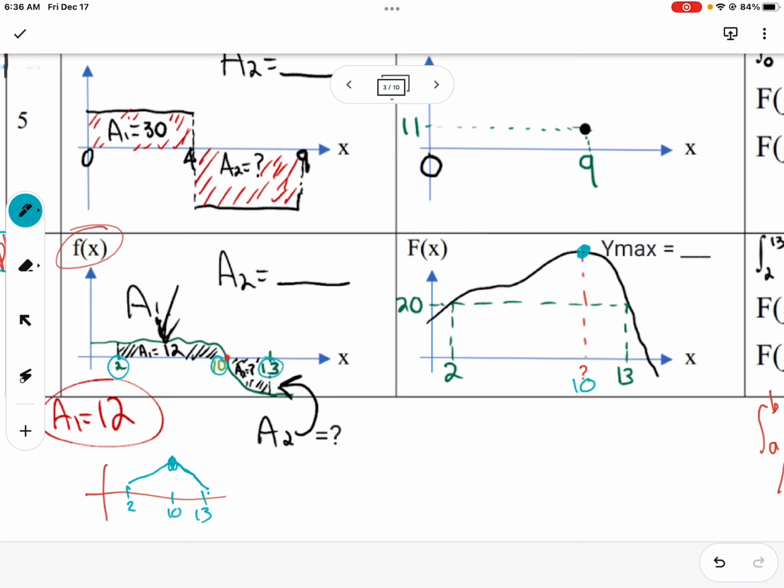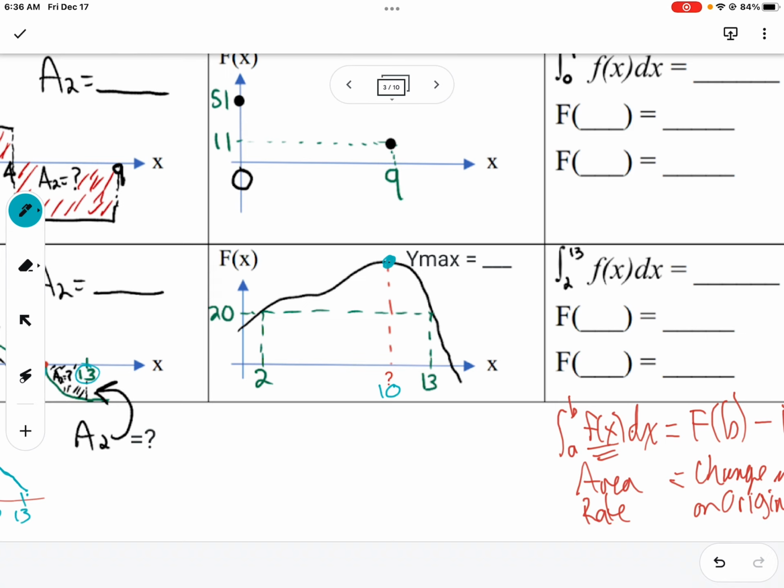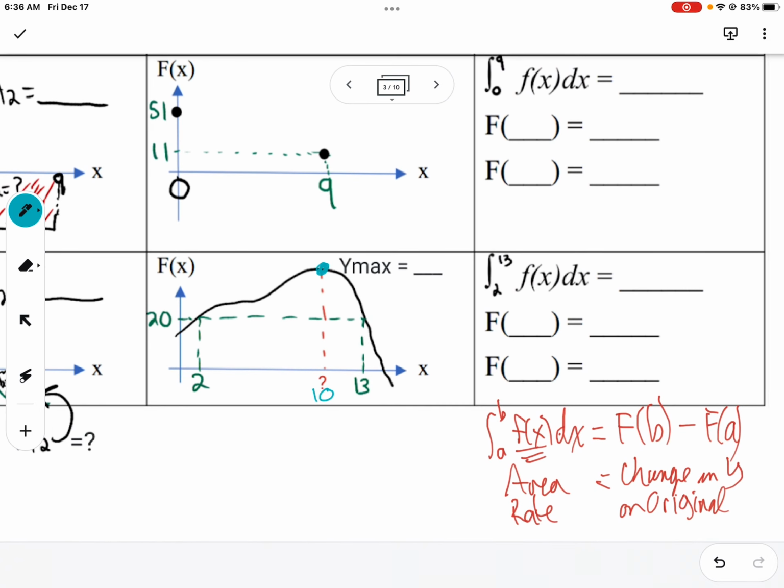So we go back to our relationships. Actually, we should try and fill in anything that's given on the graph. So here's our f at x graph. I know that f at 2 is given, and f at 2 is 20. I can go up and across. But also, f at 13 is given, and f at 13 is also 20.